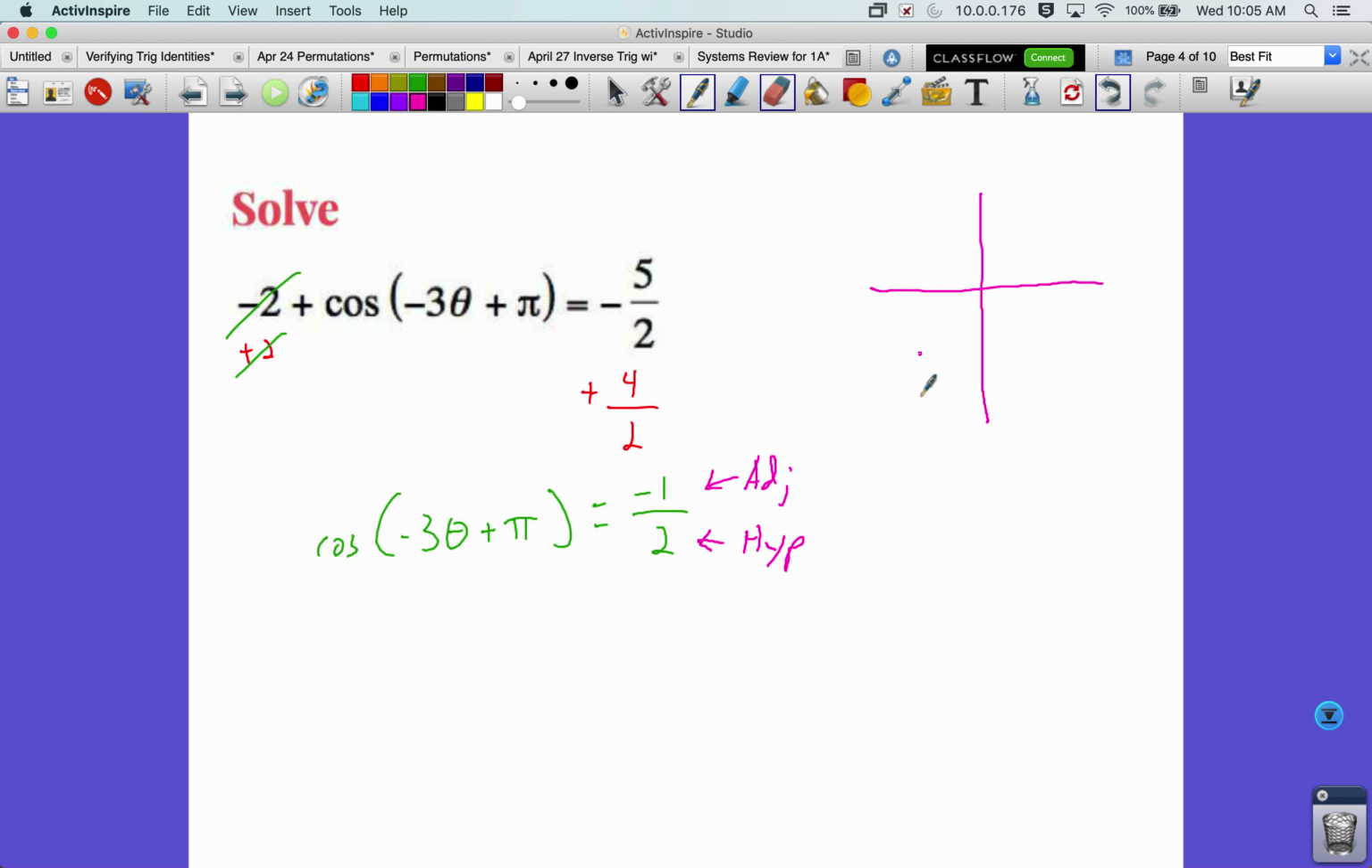When the adjacent's negative, we come over into these two quadrants. Adjacent's negative 1, hypotenuse is 2, and this should look familiar as our 1, 2, and square root of 3 triangle, which is our 30, 60, 90. Right in here is the 60. So that makes this 2 pi over 3 and 4 pi over 3.